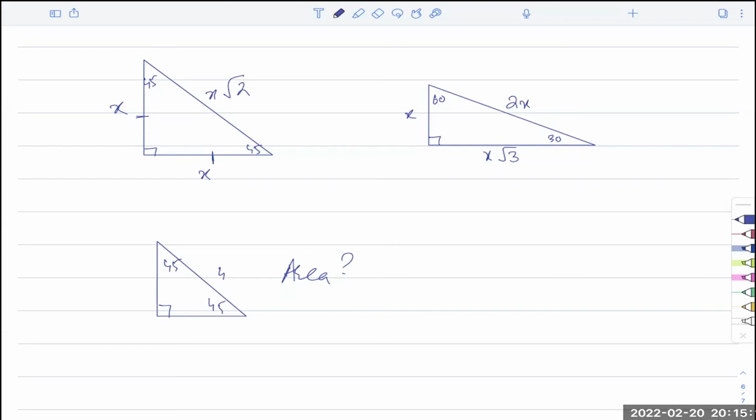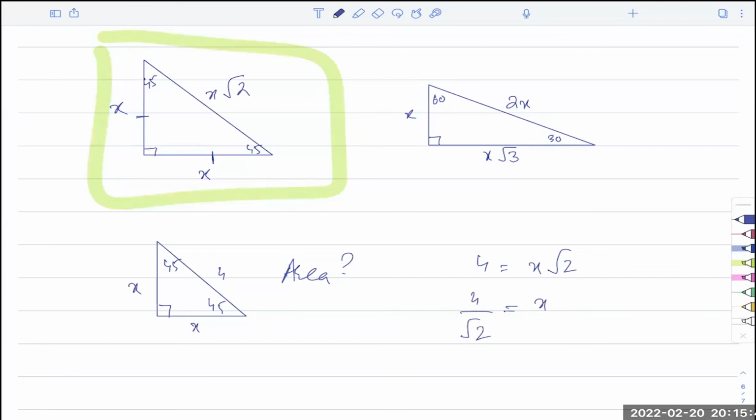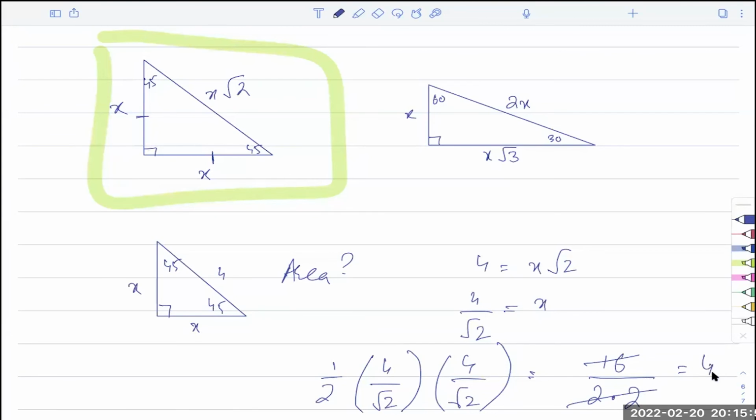And what you can do is relate this to the special right triangle that you have over here. The special right triangle tells me that in any isosceles right triangle, the 2 sides are x and x, and the third side is x square root 2, which means 4 is x square root 2, which means x is going to be 4 over square root 2, right? And now I'll apply the formula 1/2 into base, which is 4 over square root 2, into height, which is also 4 over square root 2. And there you go. It is going to be 16 over 2 times 2, which is 4. Sorry, 8. That's my area.